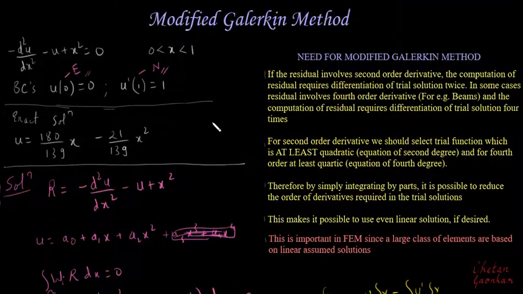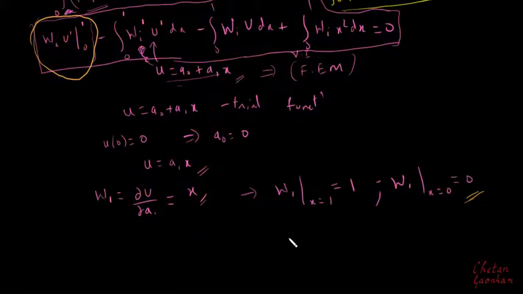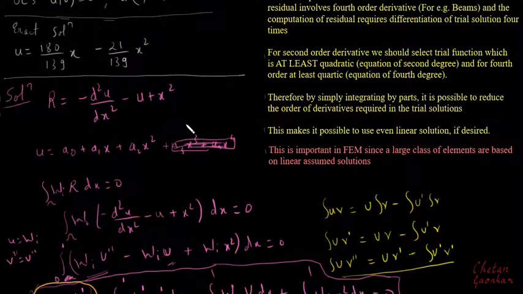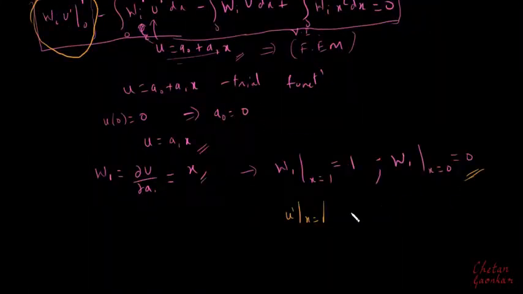So the natural boundary condition tells us that u dash at x equal to 1 is 1.